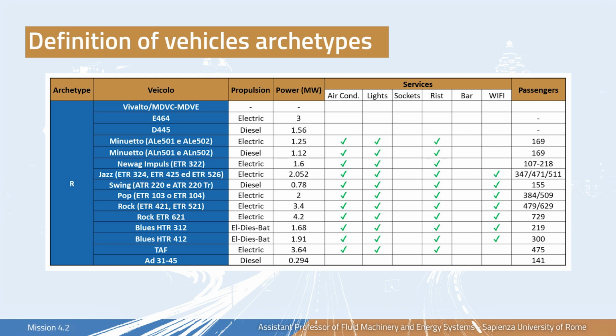With reference to the table defining as an example regional train archetypes, it is essential to distinguish different energy consumption hotspots that occur both when the train is stationary, which are the services, and during its operation, a combination of power, weight, and maximum velocity.